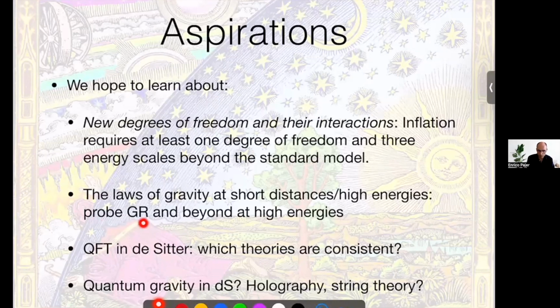We would like to probe general relativity beyond the regime that we can see at low energies. We would like, in general, to understand quantum field theory in curved spacetime. In Minkowski, we know much more than we do in curved spacetime, and de Sitter being a maximally symmetric space seems like a good place to start. And more ambitiously, we would like to know about possible UV completions of quantum gravity. We have some good candidates in Minkowski and in AdS, such as string theory and holography. Do they make sense in de Sitter? And can they help us make a more precise prediction for the early universe? So these are the aspirations. I will not answer all of those questions during this talk, but this is where this is going.